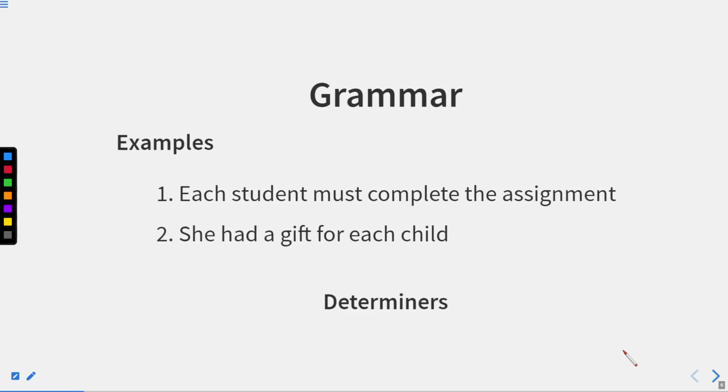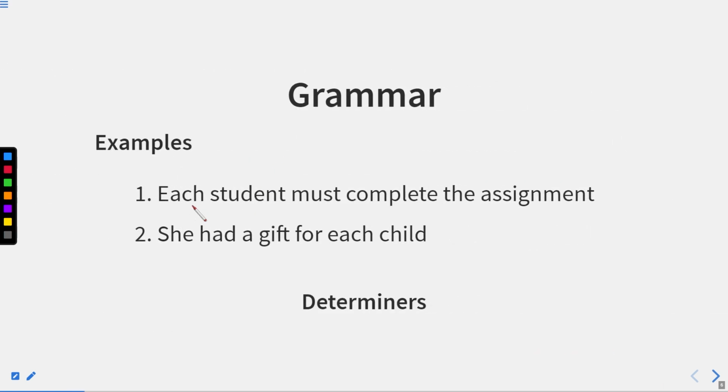Now, let us see some examples. Each student must complete the assignment. Now, in each student, each is a determiner, student is a noun, and it is a singular noun. So you should keep this in mind that each is always followed by a singular noun only. So this is a rule, that each is always followed by a singular countable noun.